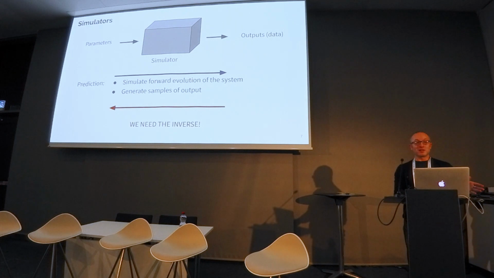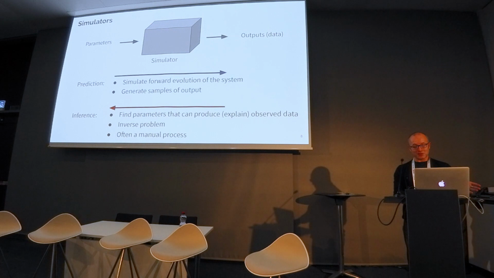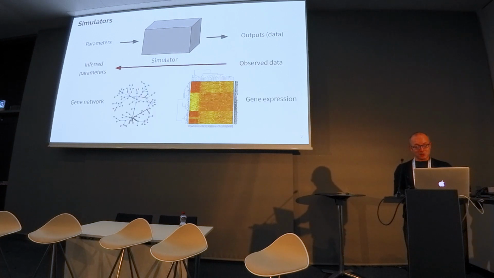But in science, most of the time we need the inverse. We need to do inference, and it means to figure out the parameters that can produce an observed output that you have in your hand. This is often a manual process and it's difficult. For example, you have an understanding of how a gene network can produce some gene expression. You have a forward understanding of this, and someone gives you gene expression data, like on the right-hand side, and you are trying to infer what types of networks can give rise to that expression data.